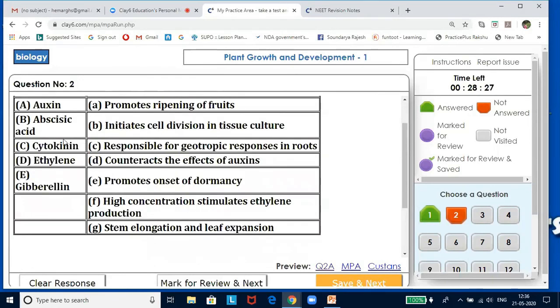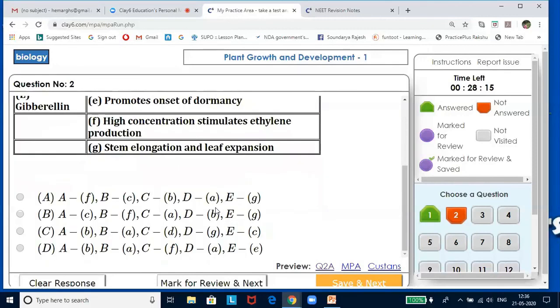Abscisic acid. So auxins, let us look at auxins first. Auxins, high concentration stimulates ethylene production. So A and F. A and F. So the first one is the right choice. That means to say auxin concentration stimulates production. Abscisic acid responsible for geotropic responses in roots.